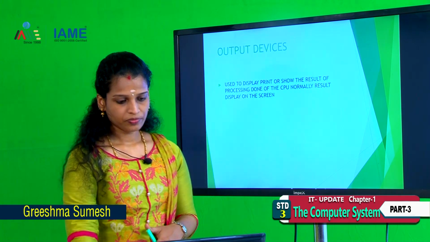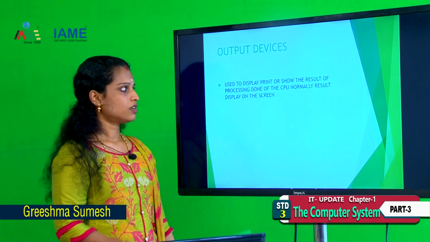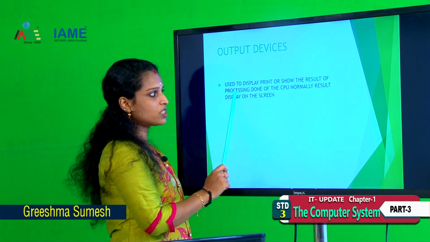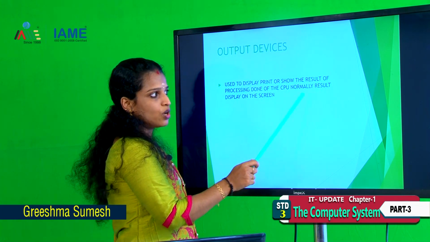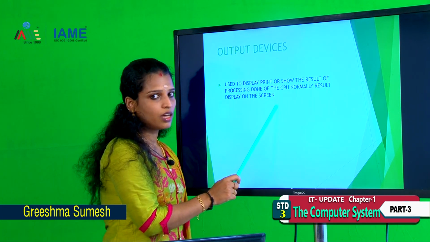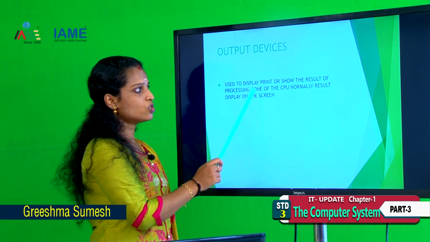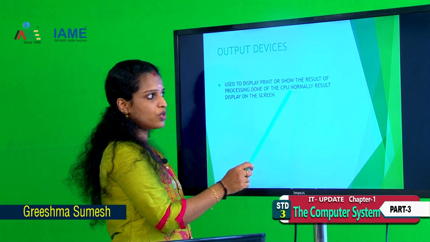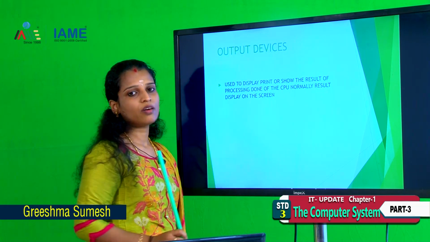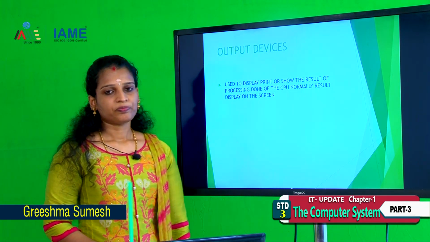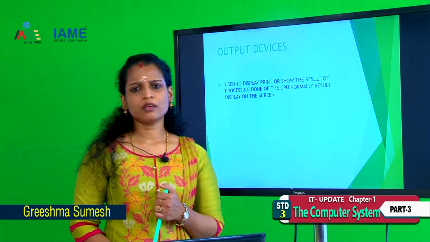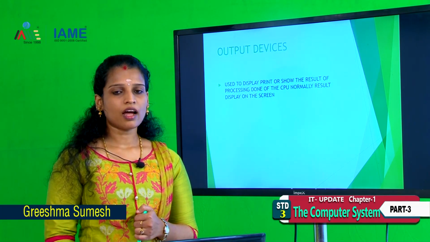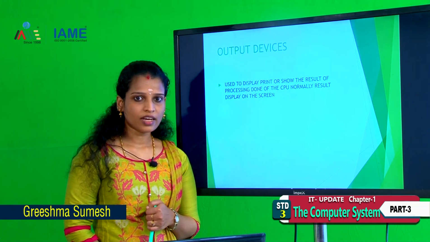Next, output devices. Output devices are used to display, print or show the result of processing done by the CPU, normally displayed on the screen. What are the main output devices? Monitor and printer are the main output devices.